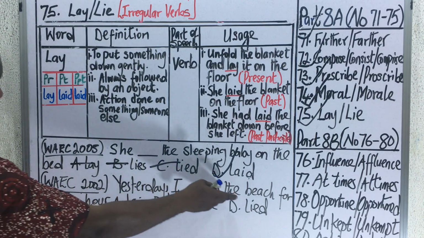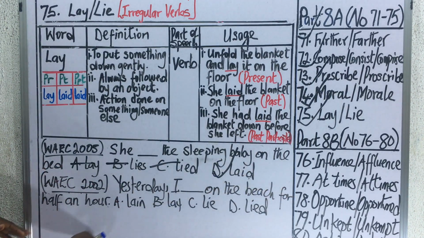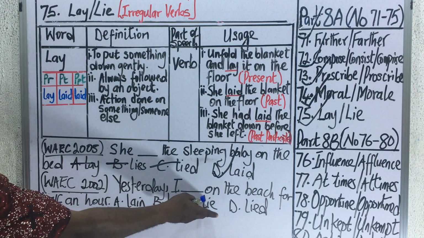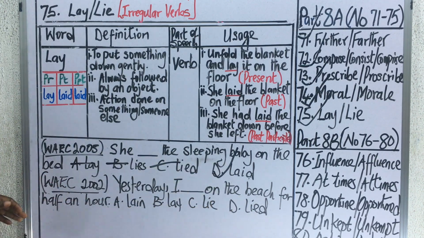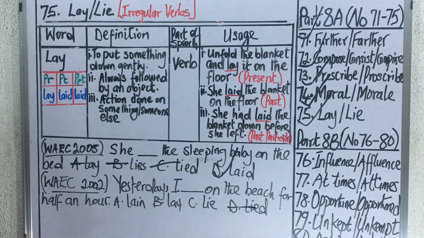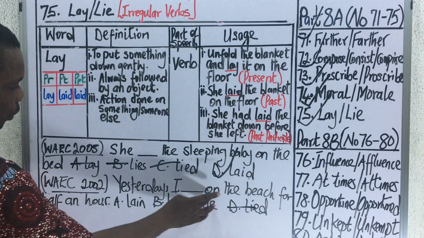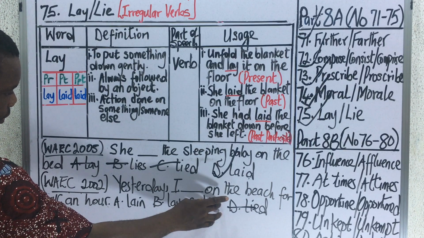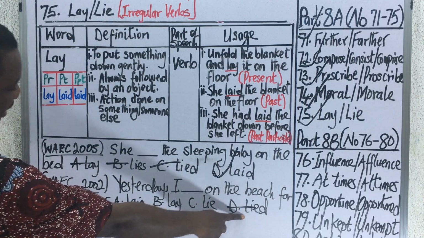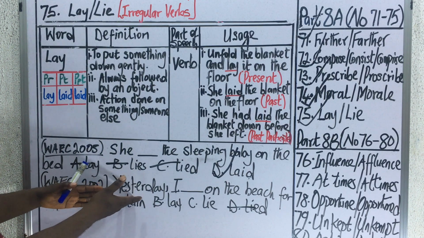Then for the next question, we have WAEC 2002. Yesterday, I dashed on the beach for half an hour. A. Laying. B. Lay. C. Lie. D. Lied. We cannot say I lied on the bridge. That expression is not correct. If you use this word to mean what is not true, then this one will become the past tense form of it, lied. And that is not what we are talking about in this expression.